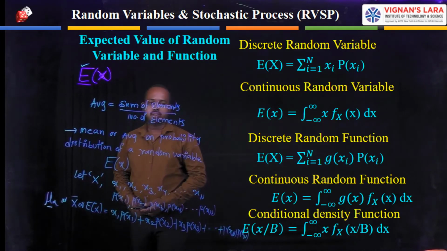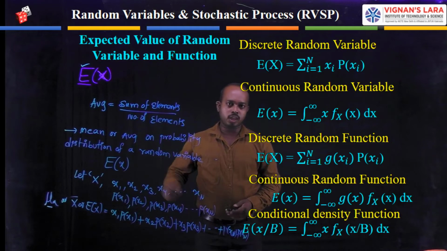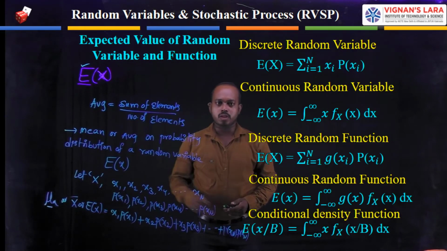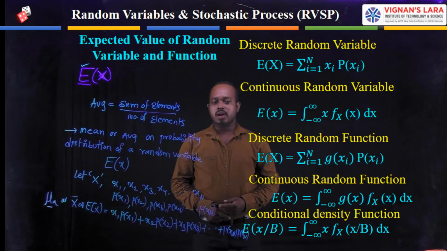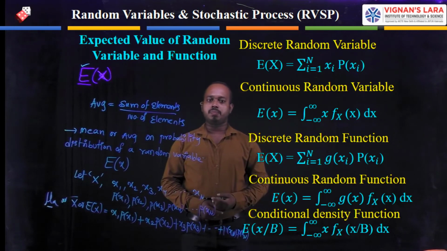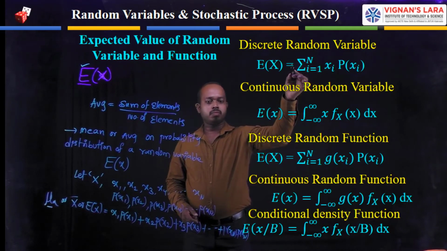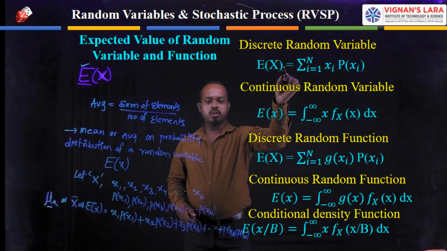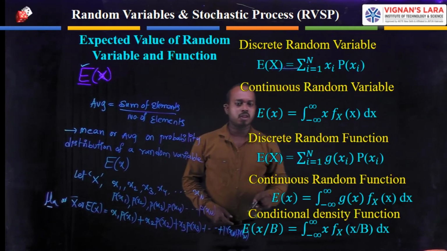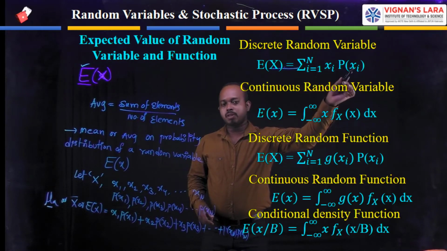There are three types of random variables in total, but we are only discussing two of them: the discrete random variable and the continuous random variable. For a discrete random variable, what is the expectation value formula? E of x is equal to the summation from i equals 1 to n of xi times p of xi. This is the formula for a discrete random variable.